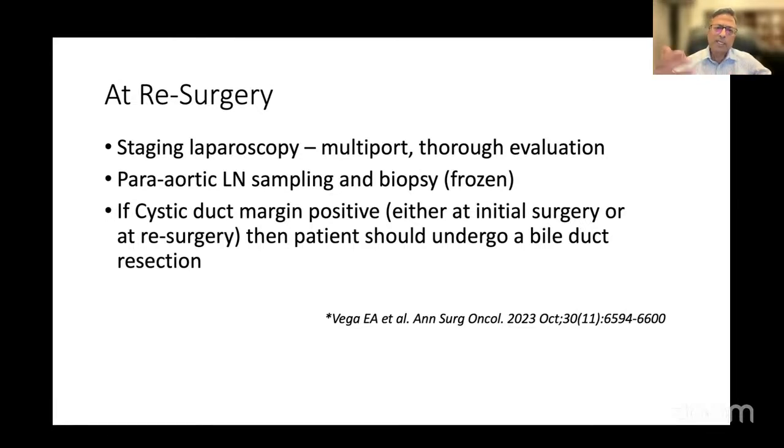It could be taken as what Dr. Kapoor has said. And if you have a prior histology which has shown that there is a tumor close to the cystic duct margin, or the cystic duct margin is positive, then you know that this patient may merit a bile duct excision.